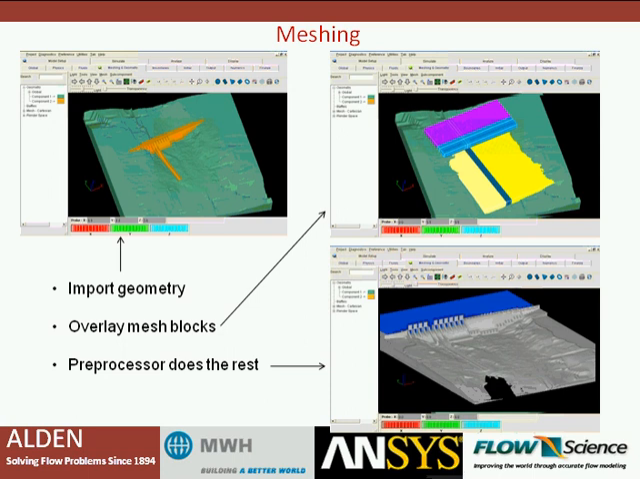First, you import the geometry into Flow3D in STL and or topographical format. And then the user simply overlays their mesh blocks as shown in the upper right and defines a degree of resolution. And then from there, the preprocessor handles the rest and actually incorporates the geometry into the mesh, making it very automated and very simple.